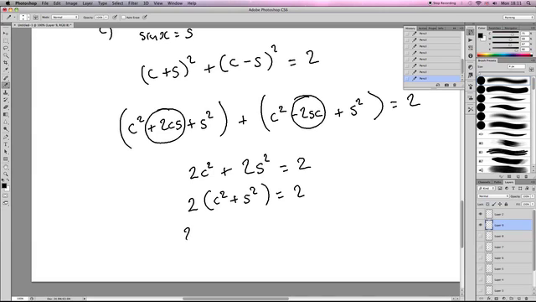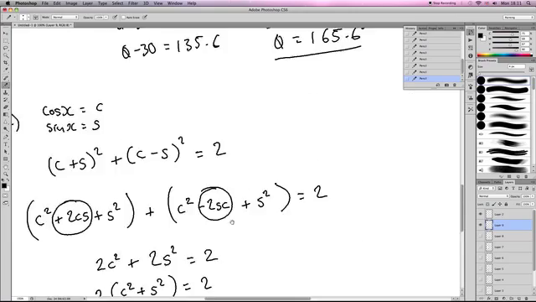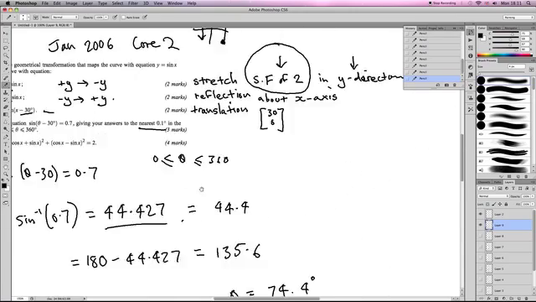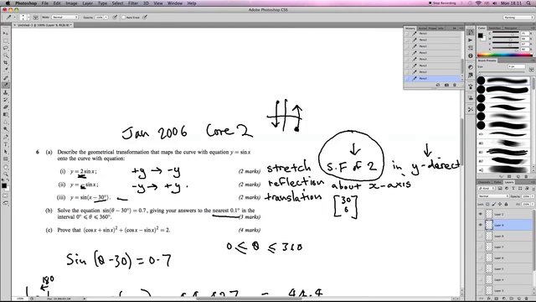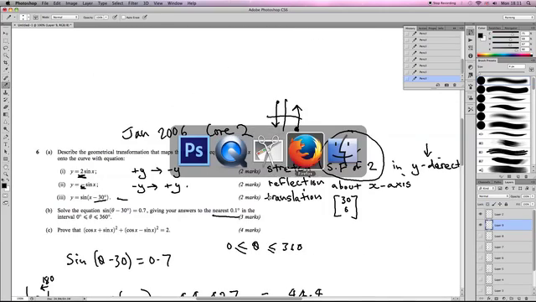What I'll do now is substitute it back in. Cos squared x plus sine squared x is equal to 2 times 1, because I'm using the identity that it is equal to 1 always. 2 equal to 2. That's it. 4 marks. That was pretty nice for 4 marks.